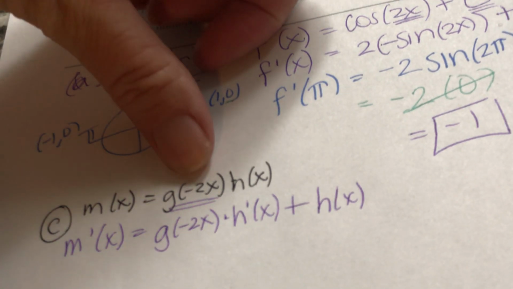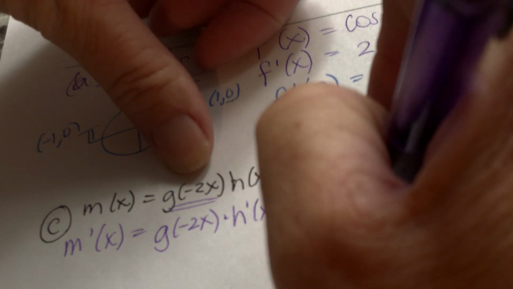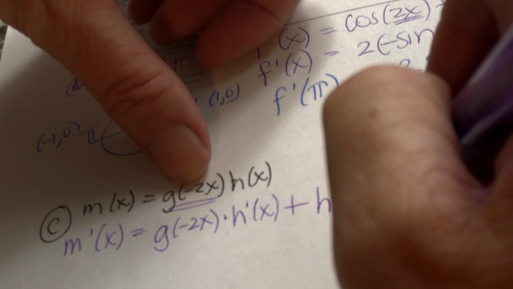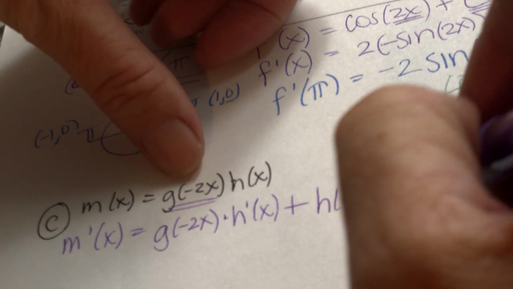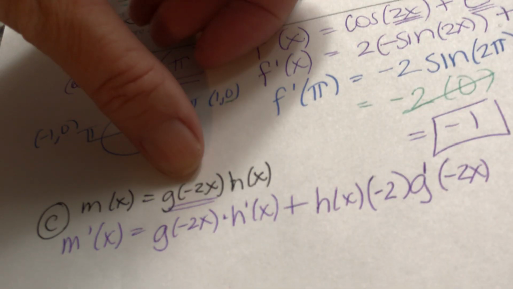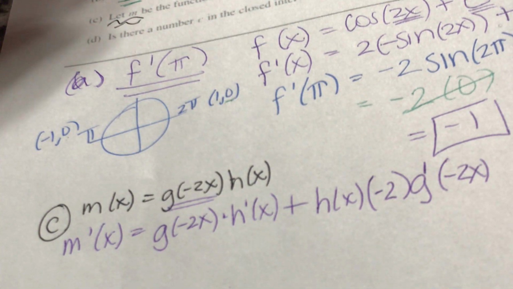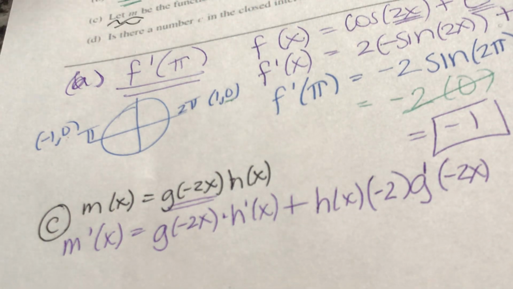Now, the derivative of the first is chain rule. It's going to be negative 2, because that's the derivative of the inside, times the derivative of the overall, with the inside still on the inside. Can get confusing, right? Yikes. Okay, here we go.